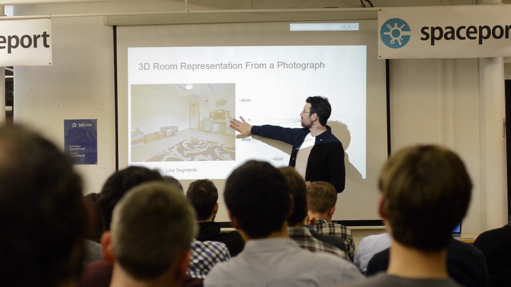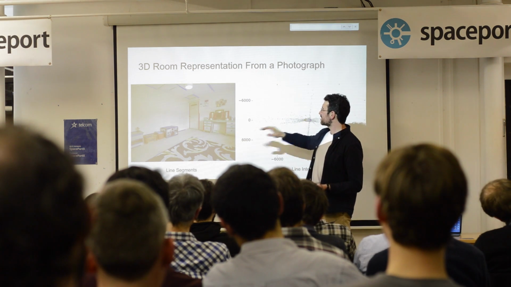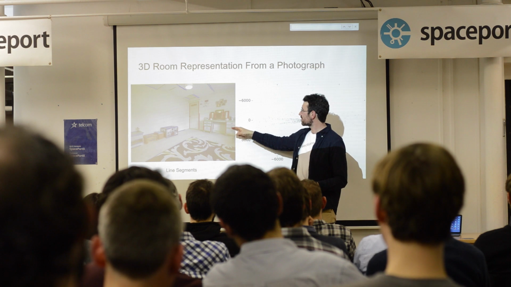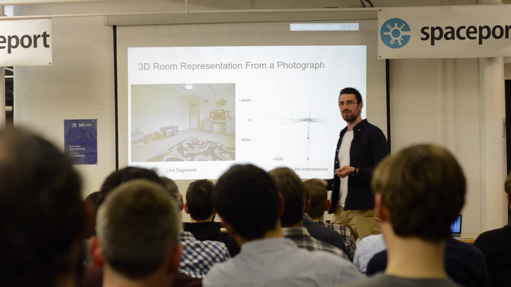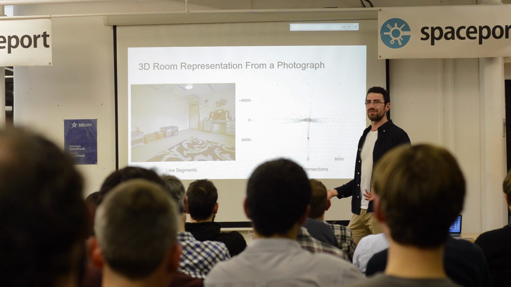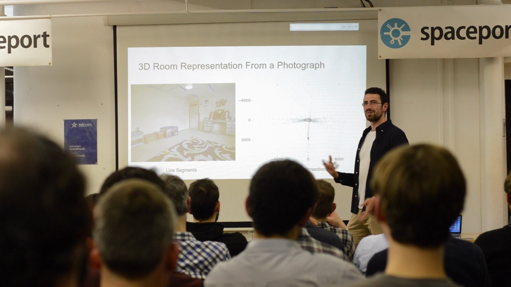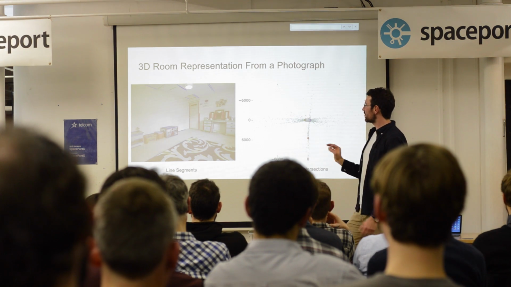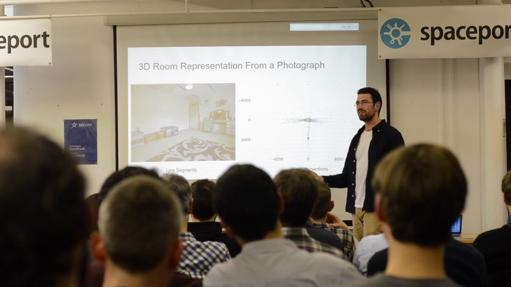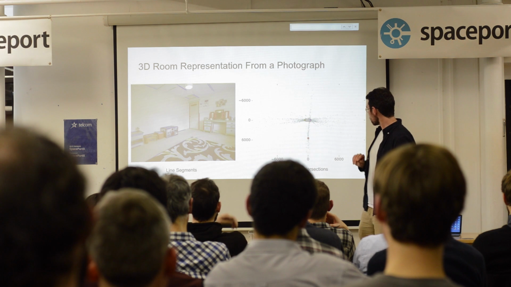Step number one is quite a simple image processing step where we try to find all the straight line segments in this image, because that's really what we're looking for. Most indoor scenes actually consist of straight lines. Things like tables, doors, windows, furniture always tend to be aligned with the main axes of the room. If we can find the lines corresponding to those, it gives us a really good indication of the actual layout of the room as well.